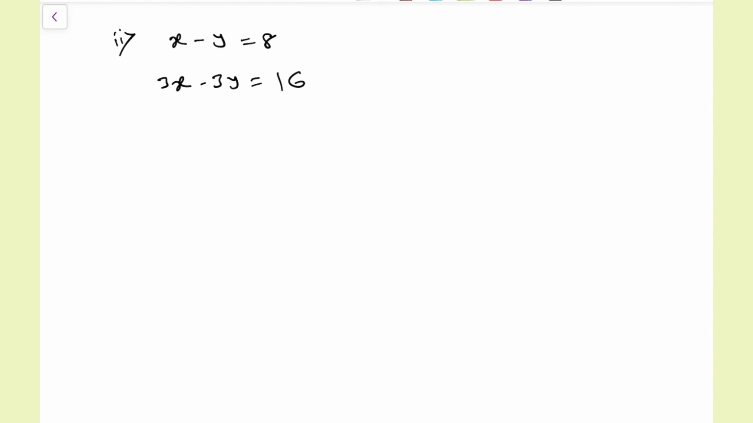Moving to the second one. x minus y equals 8 and 3x minus 3y equals 16. Because for x nothing is there, the coefficient is 1, and before y nothing is there, so 1. Now comparing the ratios.